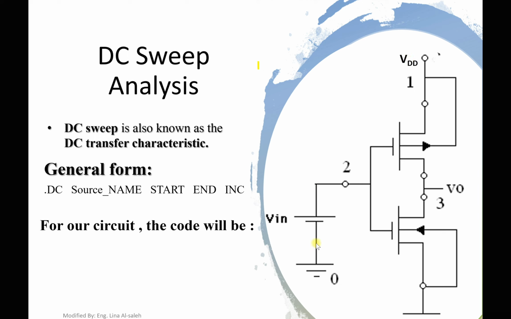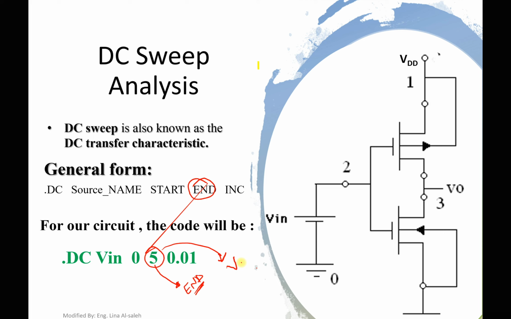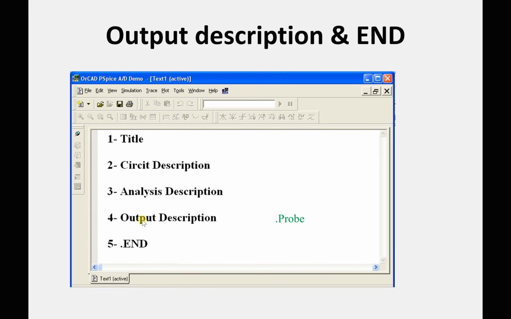So the code will be .dc, the input that we want to sweep, from 0 to 5 with an increment equal to 0.01. In your case, you just have to change the end value over here to be the value of VDD that you have in your circuit. Next, we added the .prop and finally the .end to end our code.